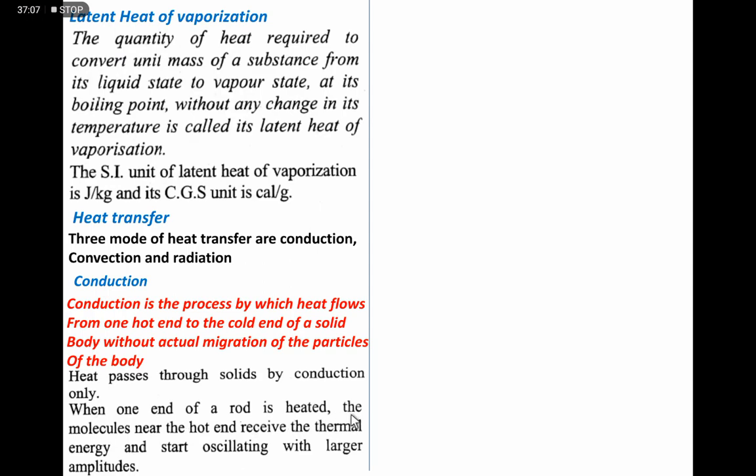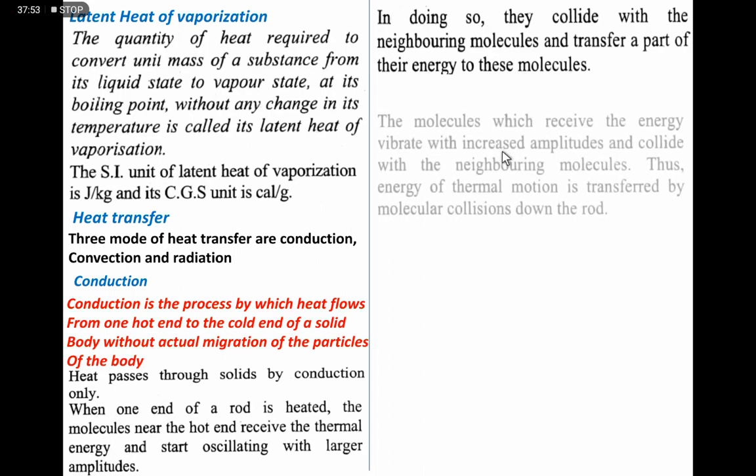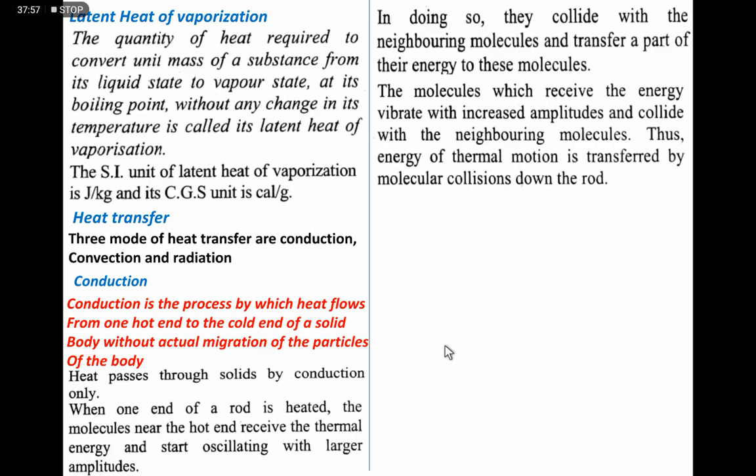One end of the rod is heated. Molecules near the hot end receive the thermal energy and start to oscillate. The amplitude of the oscillation goes on increasing, and during these oscillations they collide with the neighboring particles, so that the neighboring particles receive the heat and start to vibrate about their mean position. The amplitude increases, again these molecules collide with the neighboring molecules, so that from molecule to molecule, particle to particle, the heat is transferred in the solid. So this process is explained over here.